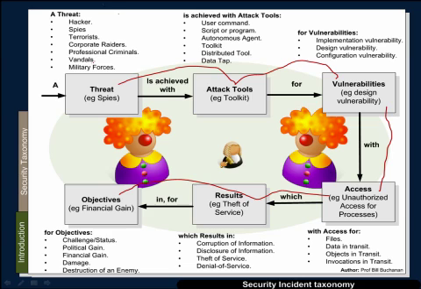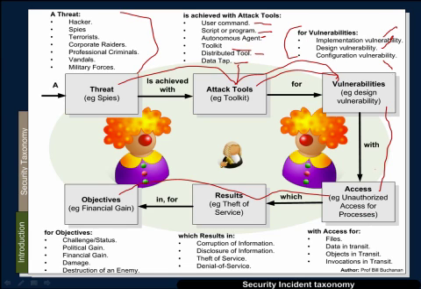So in this case we might classify a threat here as a hacker, spy, terrorist, and so on. And then the attack tools might be user command, script, autonomous agents, toolkits, distributed tools, data taps, and so on. And then these attack tools are used for certain vulnerabilities. So it might be an implementation vulnerability, a design one, or a configuration one.